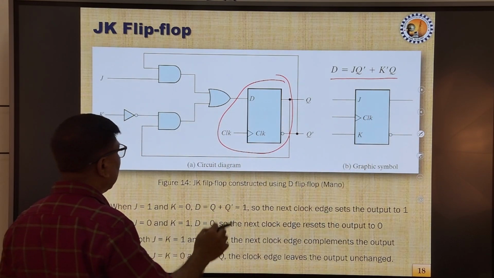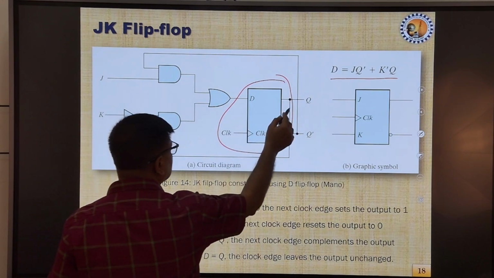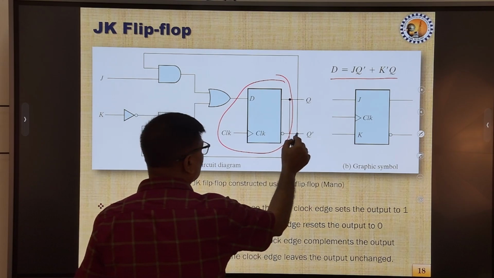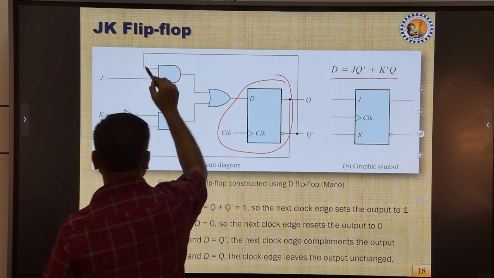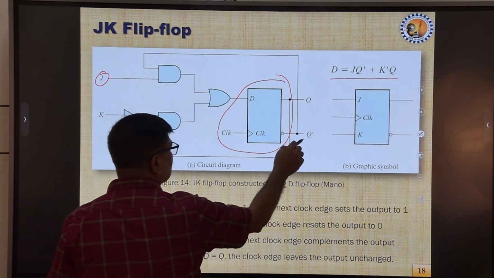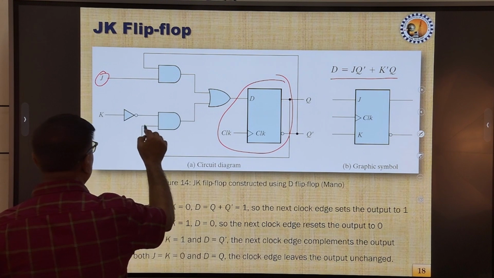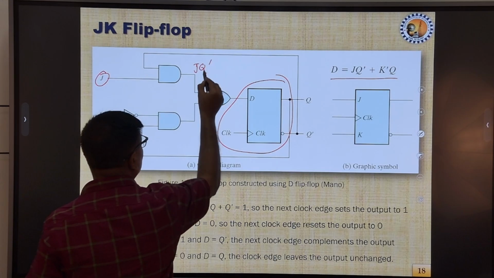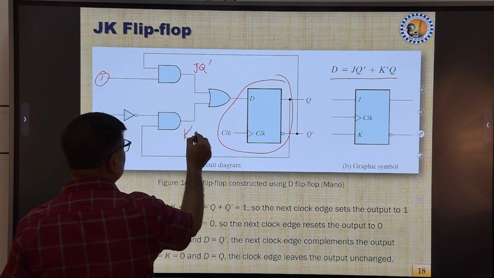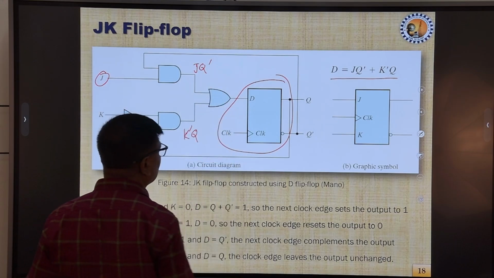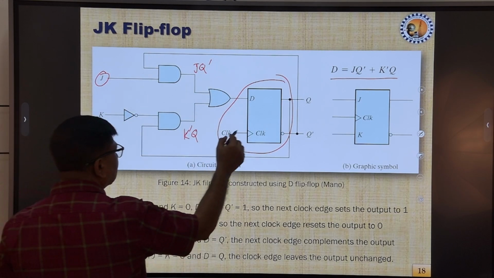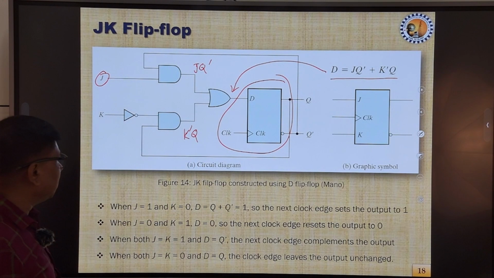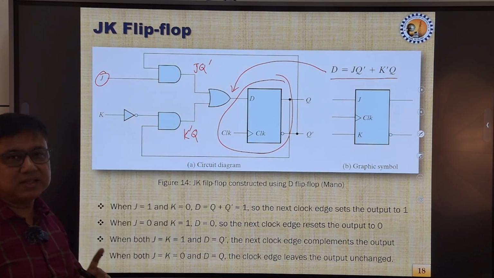So how has that been implemented? As we can see, this is the Q output, and this is the Q bar output. Q bar is ANDed with the J input, and Q is ANDed with K bar. So here we get J Q bar, and here we get K bar Q, and when they are ORed through a two input OR gate, we get this expression available here. Now with this circuit arrangement, the D flip flop will work as a JK flip flop.